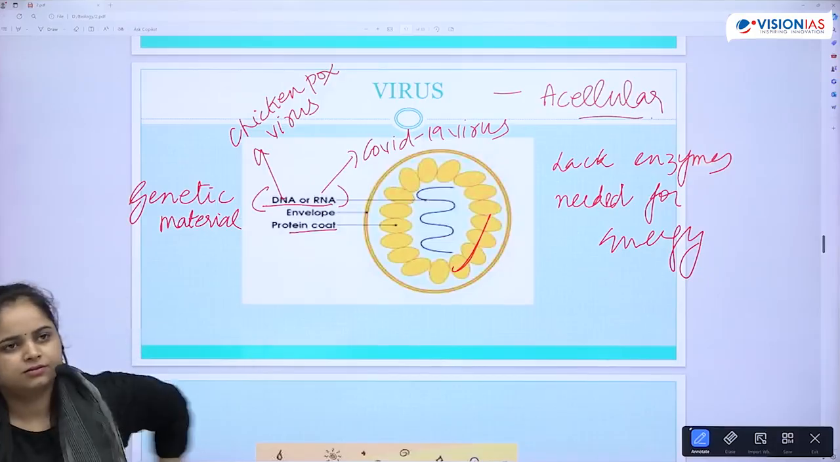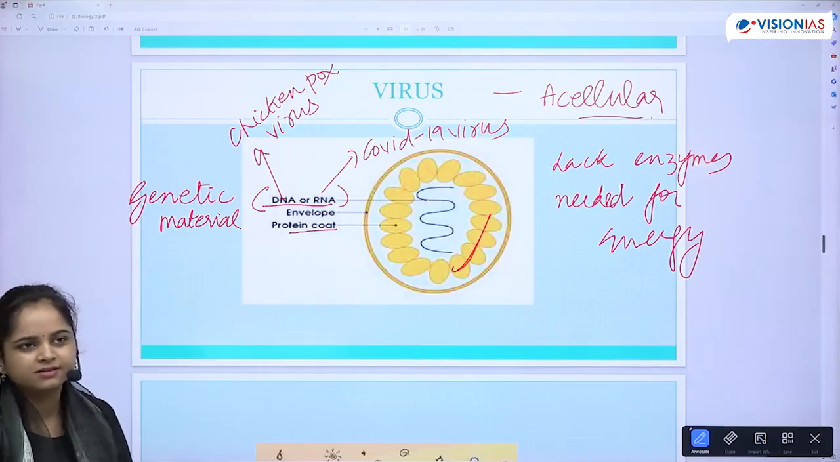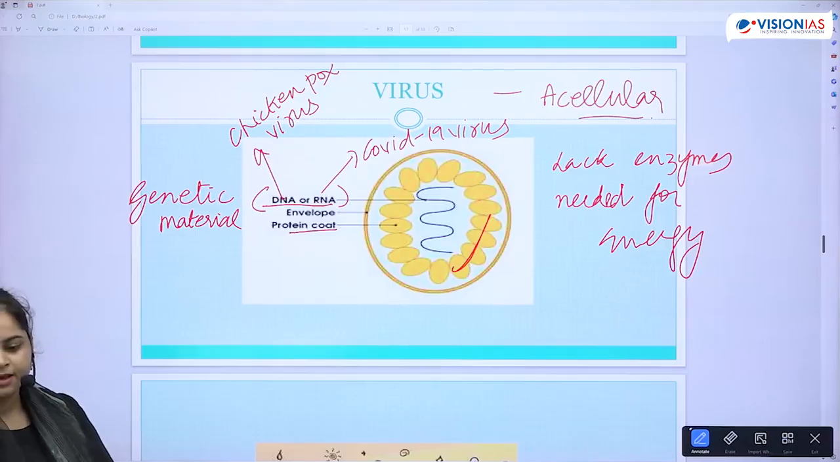Viruses are agents which can grow and replicate only inside the living cells of another organism. Only inside the living cells of another organism.